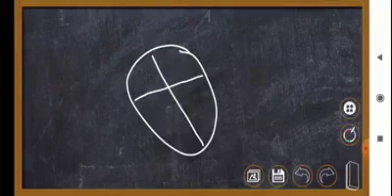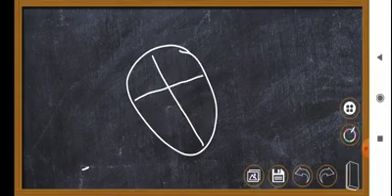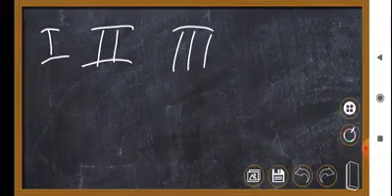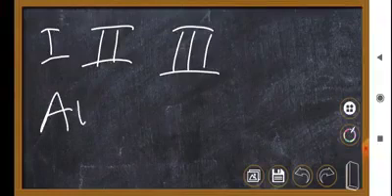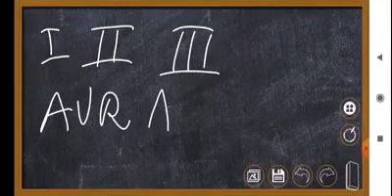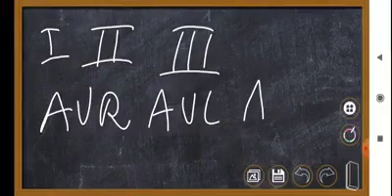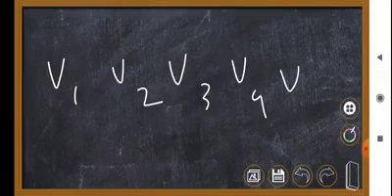So there are 12 leads of ECG. 6 are limb leads and 6 are precordial leads. The limb leads are lead 1, lead 2, lead 3, AVR, AVL and AVF. And the precordial leads are V1, V2, V3, V4, V5 and V6.